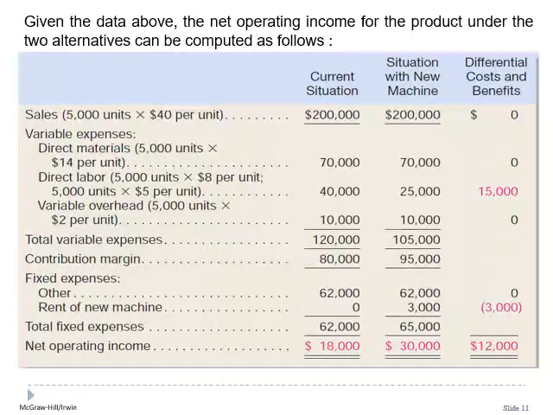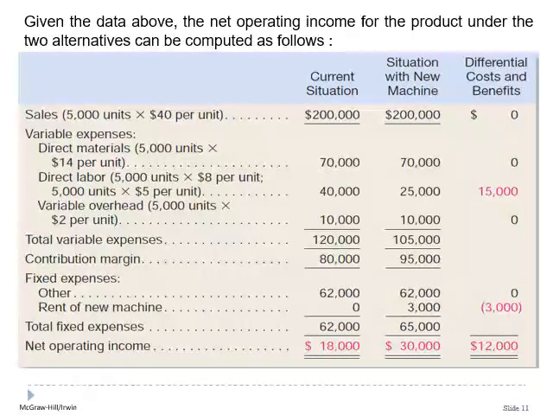The second way is another way: it is also the sum of the differential costs and benefits as shown in the last column of the table. So the second way, I can also reach the net operating income of 12,000 by summing the differential benefits and costs in the last column. So either I compare the two income statements for the current situation and the proposed situation, or I sum the differential costs.